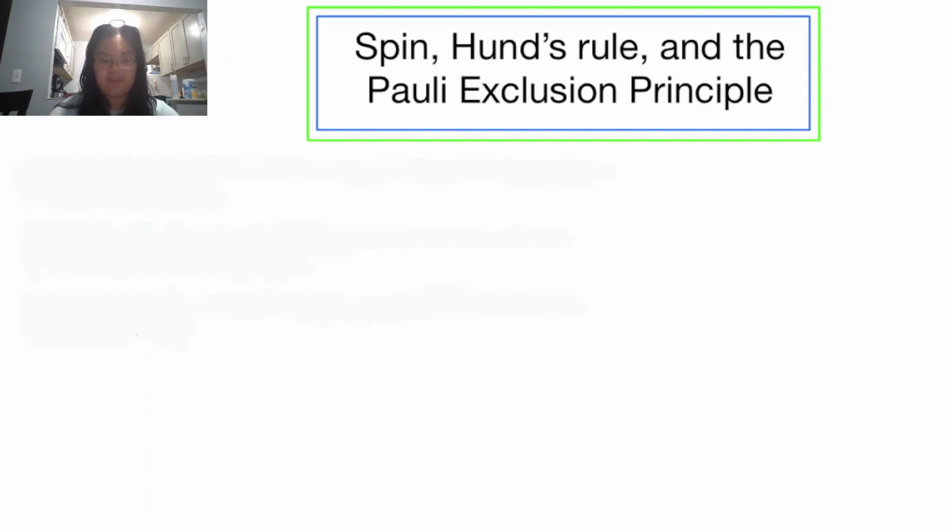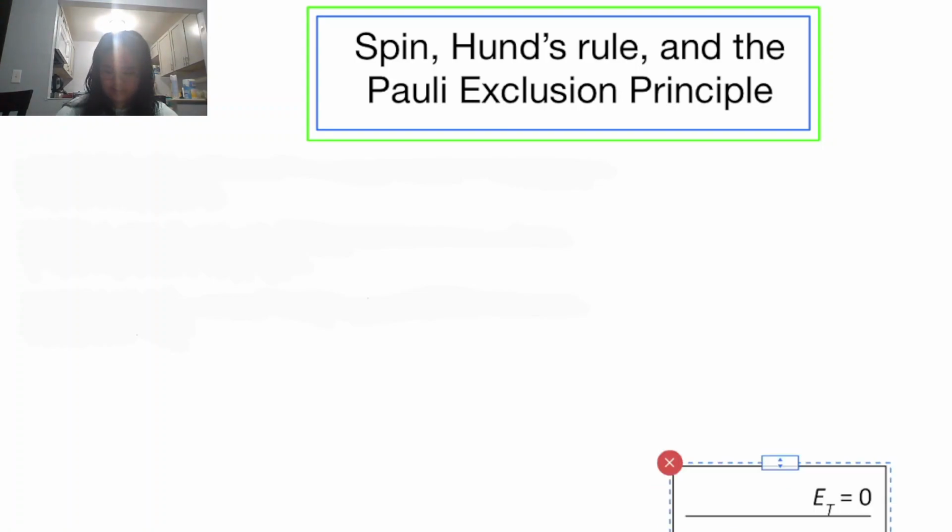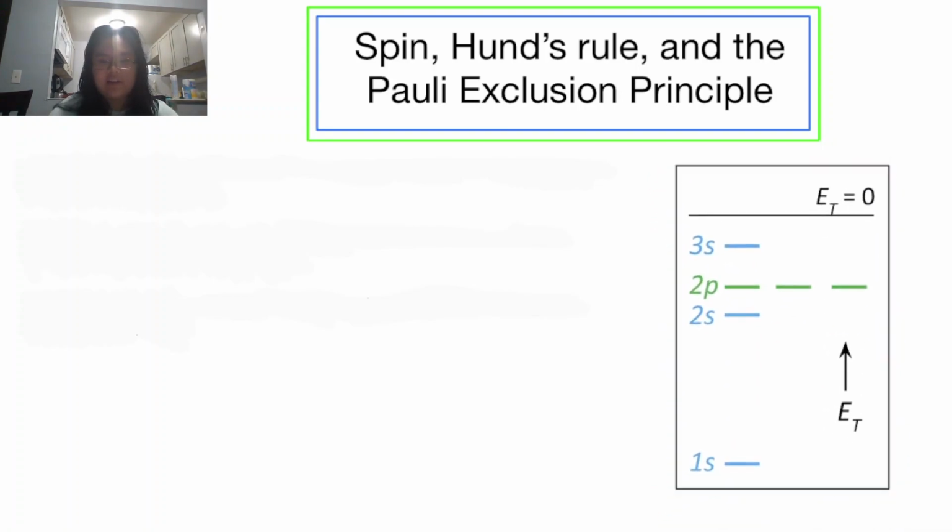In this video we're going to be going over spin, Hund's rule, and the Pauli exclusion principle. We're going to introduce each of these three topics as we fill out an energy diagram. This energy diagram is just a cleaned up version of the energy diagram we drew at the end of the previous video. And we're going to be filling it in for the element fluorine.